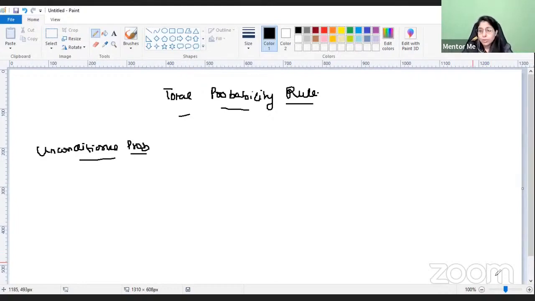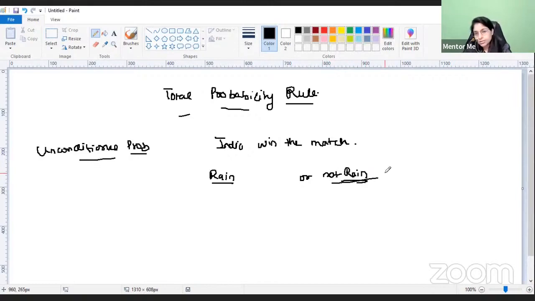I was just talking about that we use the total probability rule in order to find out the unconditional probability of an event. For example, let's say you're talking about India winning the match, and we are taking two conditions on which it depends. One condition that we are considering is whether it will rain or not rain.